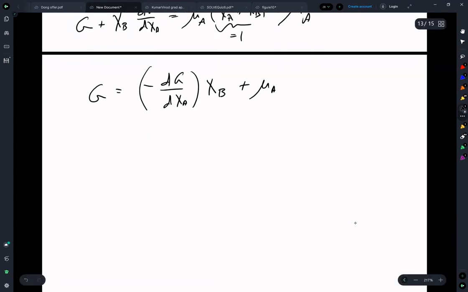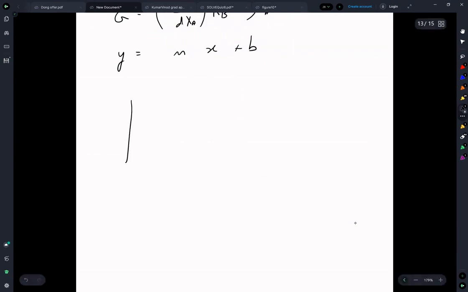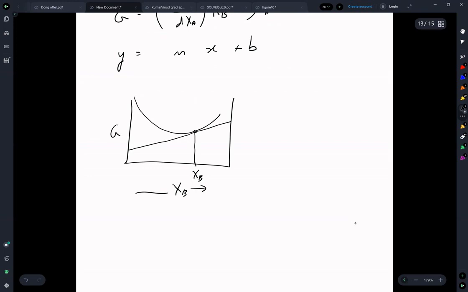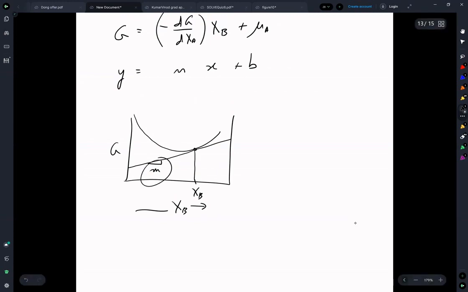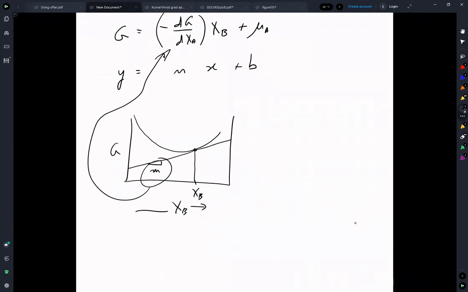And this is an equation of a line. Y equals mx plus b. So if we have G versus XB, and you've got some curve, then at any point on that curve for any composition, you can draw a line. This line has slope m, where m is, of course, dG by dXA. And then you have your slope intercepts, mu A and mu B.